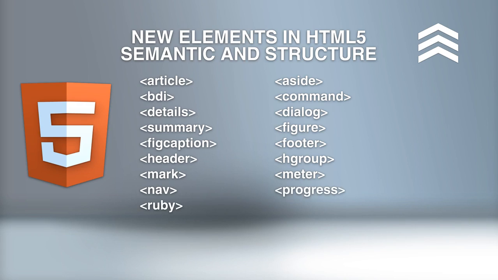Ruby defines the Ruby annotation, typically used for East Asian typography. RT defines an explanation or pronunciation of characters, also used for East Asian typography. RP defines what to show in browsers that do not support Ruby annotations. Section defines a section in a document. Time defines date and time. WBR defines a possible line break.